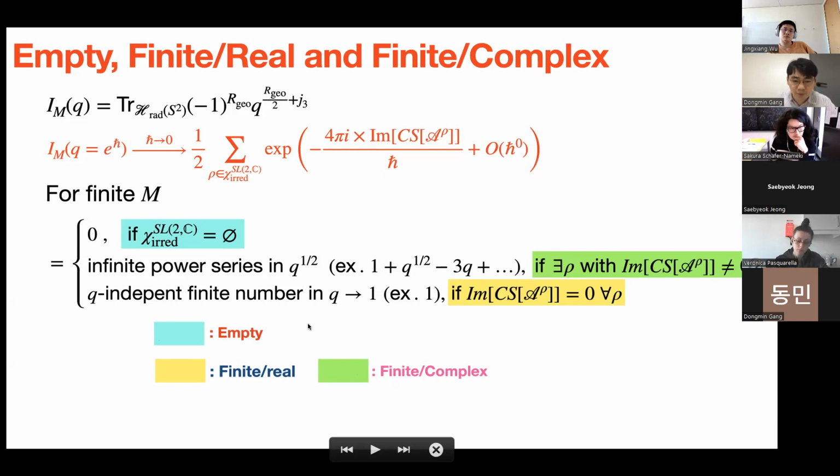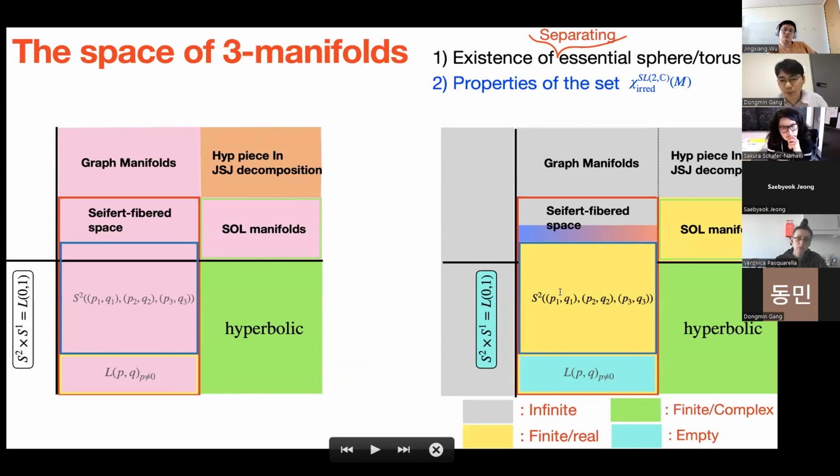So this is some way to understand it. We have an infinite type, and then among the finite type, we divide into complex, real, and empty types, depending on the structure of the flat connection moduli space of the 3-manifold. Empty means there is no irreducible flat connection. We will call it complex if the SL(2,C) flat connections are complex, in the sense that the Chern-Simons action has an imaginary part, and we will call it real when all the irreducible flat connections are real, in the sense that the Chern-Simons action is always real.